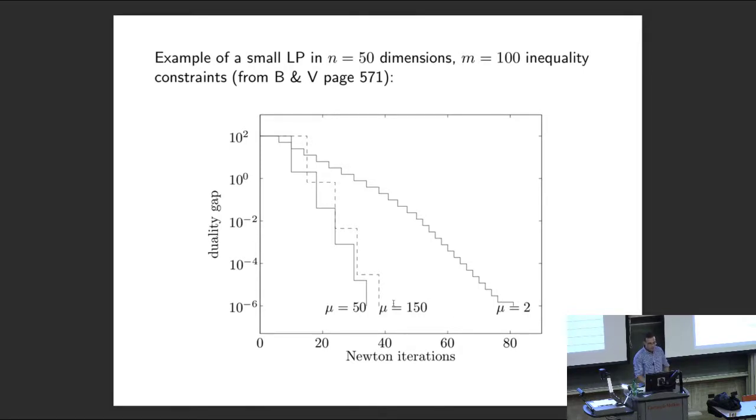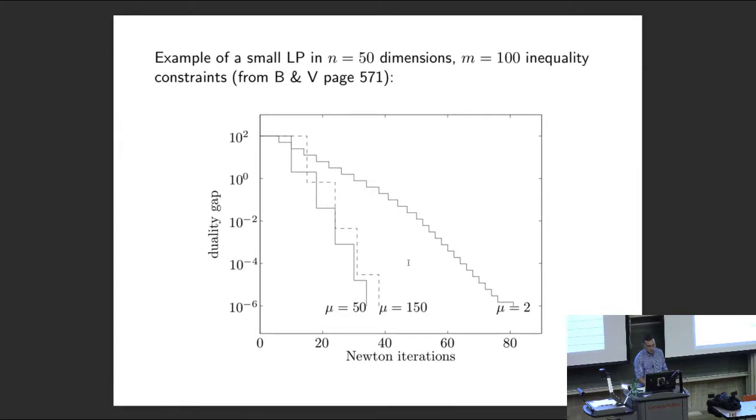This is mu equals 150, so a much, much bigger value, and that's mu equals 50. So by multiplying mu by a factor of about 100, we saved half the iterations. But that's really not a huge difference. 40 versus 80 iterations is not a big difference at all.